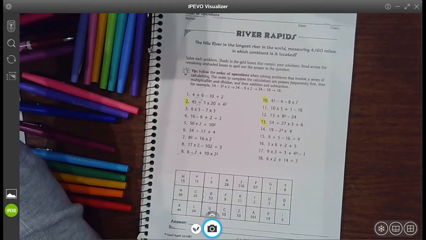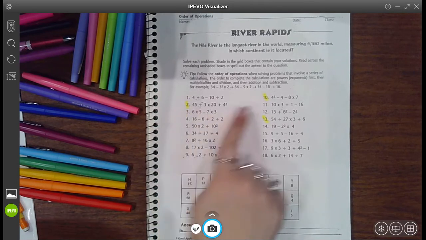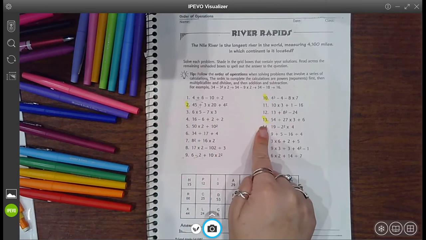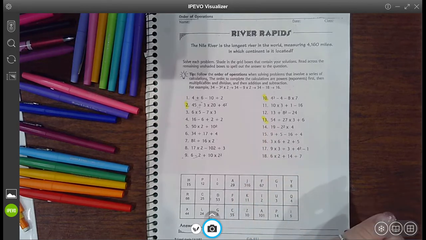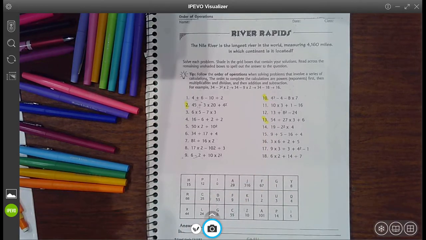Hello, my little mathematicians. I'm going to give you some extra practice on PEMDAS or GEMDAS or order of operations, potato, potato. Okay, go ahead and try numbers 2, 10, and 13 on a separate sheet of paper. And then once you try those, come back and check your answers.